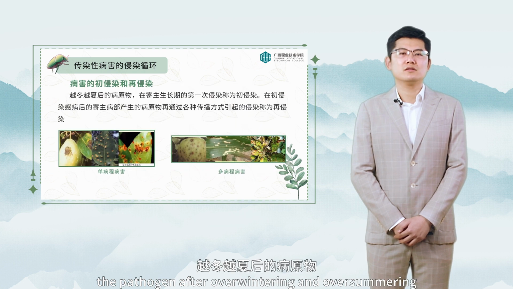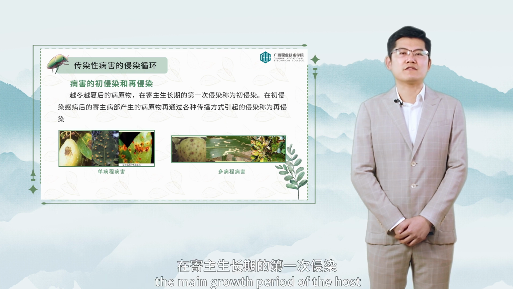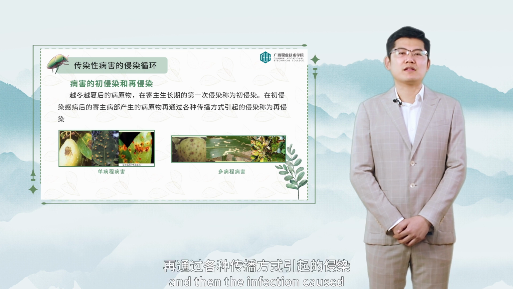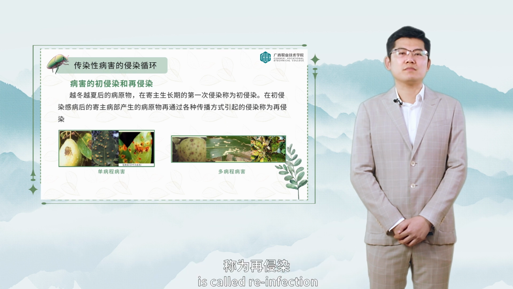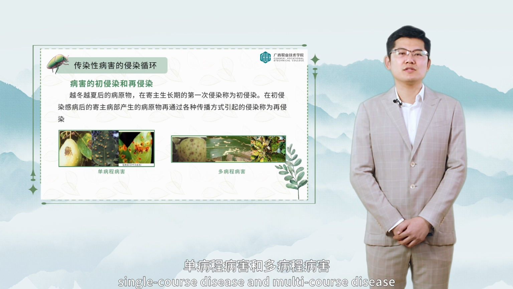The pathogen after overwintering and oversummering, the first infection during the main growth period of the host, is called the primary infection. After the initial infection, the infection caused by various modes of transmission is called reinfection, and the disease is divided into single-course disease and multi-course disease.